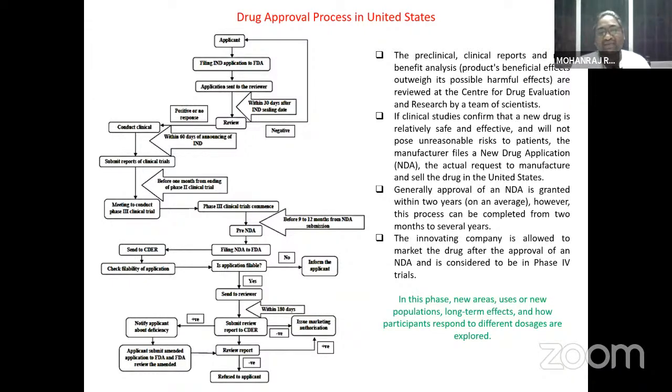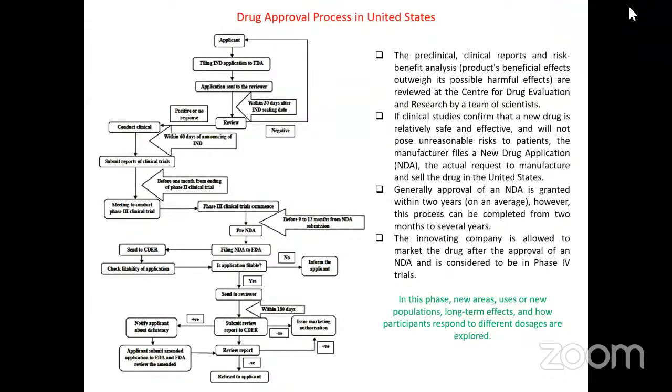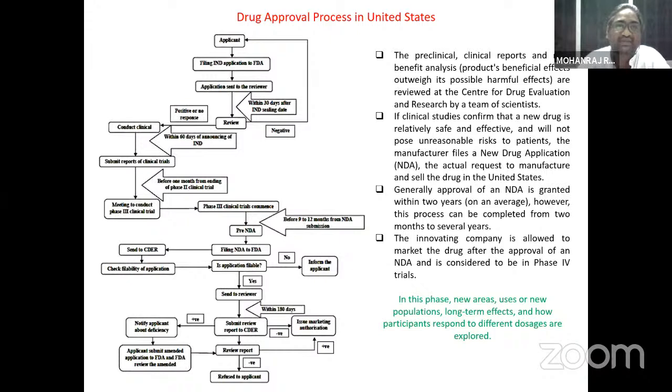The approval of an NDA is followed by what is called phase 4. Phase 4 is very, very important, where all the extremities about the drug in terms of long-term effects are studied, evaluated, and explained. This is about the drug approval process in the United States.